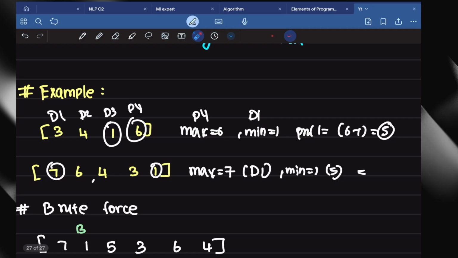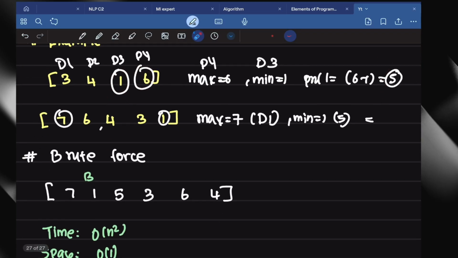For example, in this case the minimum value is at day 3. Sorry, I just put day 1, it's day 3, I'm very sorry. So in this case the minimum value is at day 3, and the maximum value is at day 4, so obviously you can buy at day 3 and sell at day 4. That's obviously right, so we only got the correct answer here.